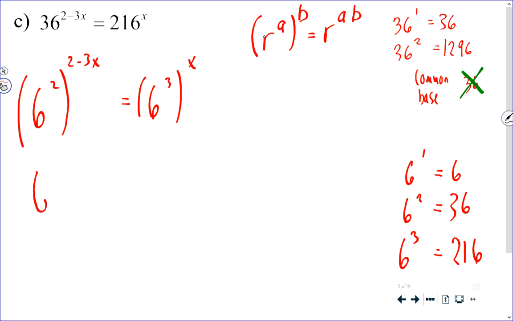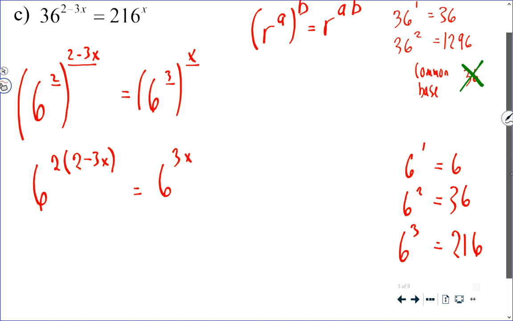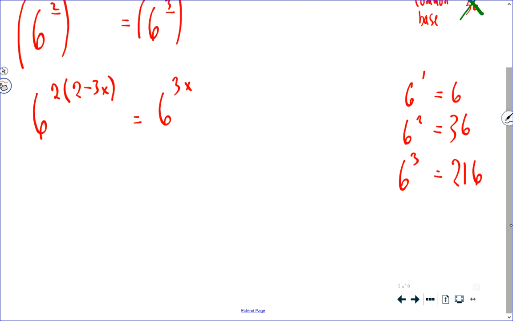The left-hand side becomes 6 raised to the 2 multiplied by 2 minus 3x. The right-hand side becomes 6 raised to the 3 multiplied by x. So I'm multiplying the two exponents in each case. Now that the bases are the same, the exponents must be the same, which means that 2 multiplied by 2 minus 3x has to equal 3x.